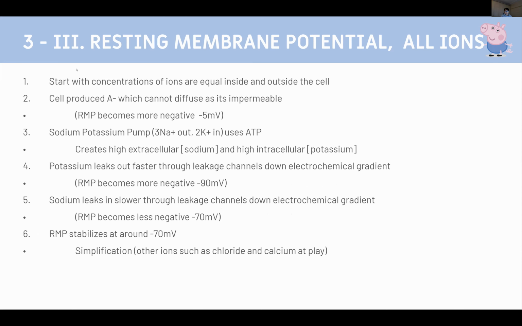So to summarize, let's go from the start and look at what happens and what creates this resting membrane potential. Let's imagine we start off with a cell where the concentration of ions are equal inside and outside the cell. The cell is going to be producing organic anions. These can't diffuse, so it's going to become more negative inside. So our resting membrane potential is going to become a bit negative, for example, maybe -5 millivolts.